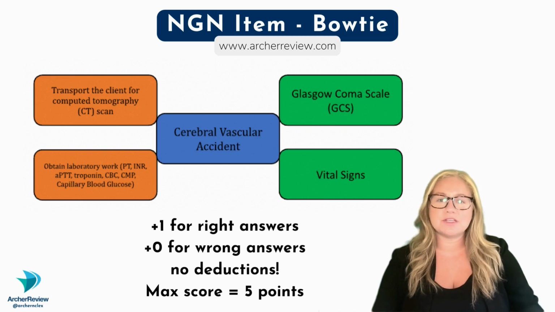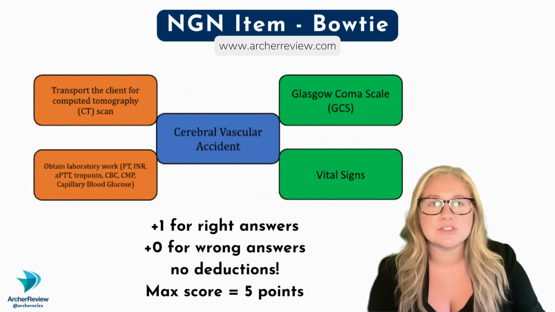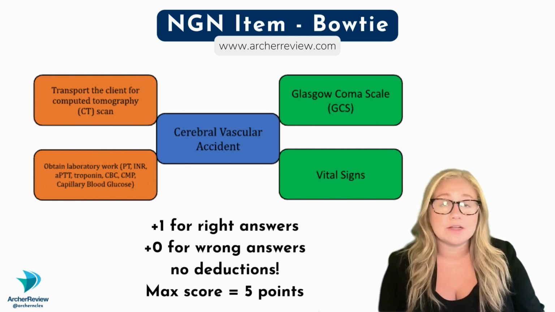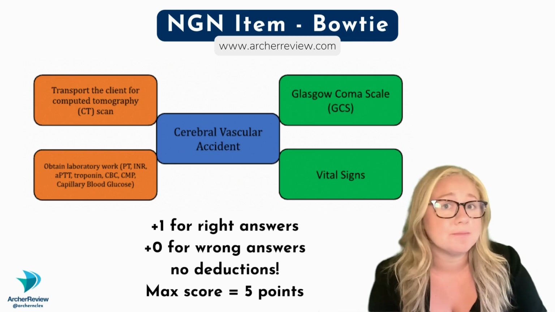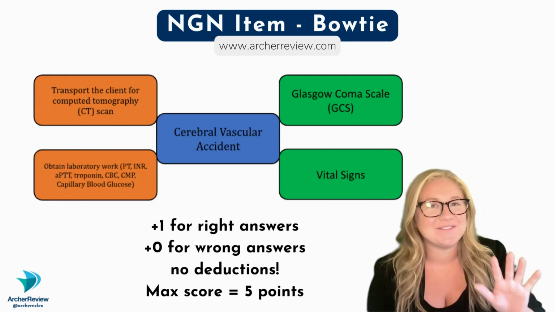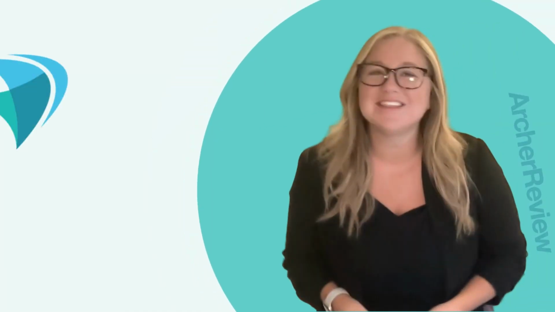With all of your bow ties, you're getting a point for correct answers, no points for incorrect answers, and no deductions. The maximum you'll be able to get is 5 points. Good luck on your NGN.